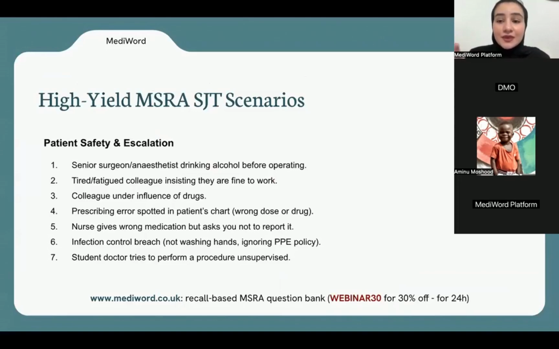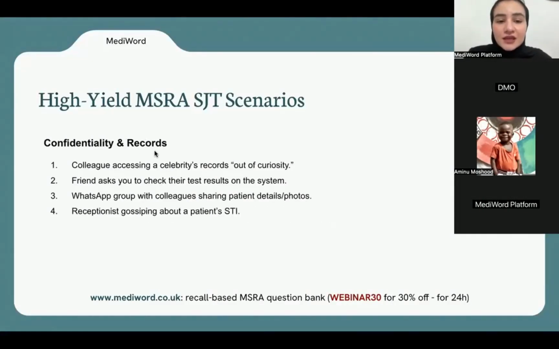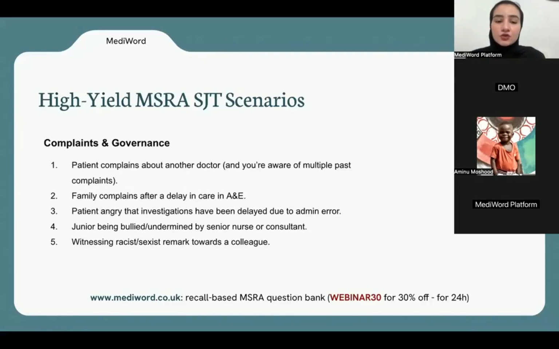These are the main themes that tend to come up for the SJT exam. So the first theme is patient safety and escalation. These are the types of questions that tend to come up. You then have autonomy and consent. Usually this is focusing on ages on either end, either extremely young patients or very old patients who perhaps lack capacity, and then patients who do have capacity, but there are issues with autonomy and consent. Confidentiality and keeping patient records is another theme that tends to come up. Probity and professionalism is a huge one that always comes up. Complaints and governance is also a really big one.